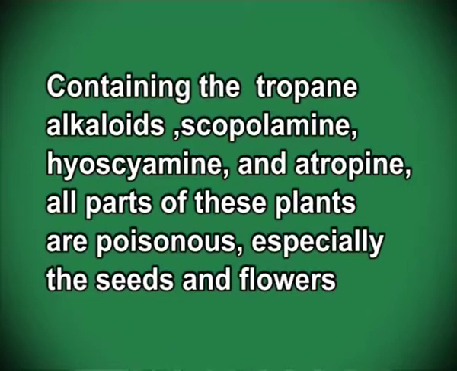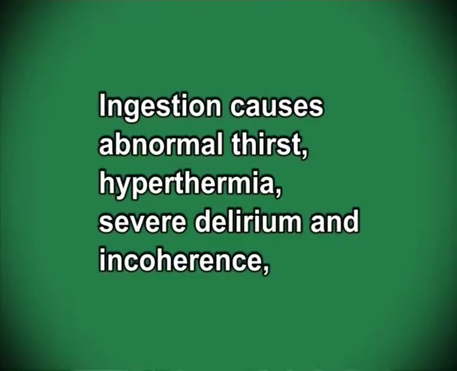Containing the tropane alkaloids scopolamine, hyoscyamine and atropine, all parts of these plants are poisonous, especially the seeds and flowers. Ingestion causes abnormal thirst, hyperthermia, severe delirium and incoherence, visual distortions, bizarre and possibly violent behavior, memory loss, coma, and often death. It is a significant poison to grazing animals.